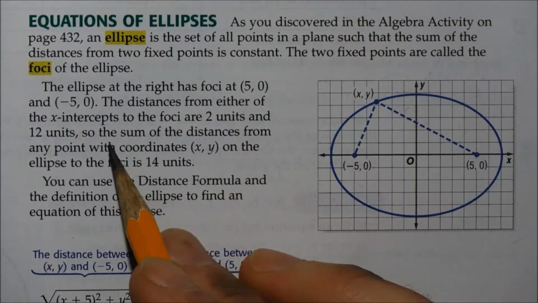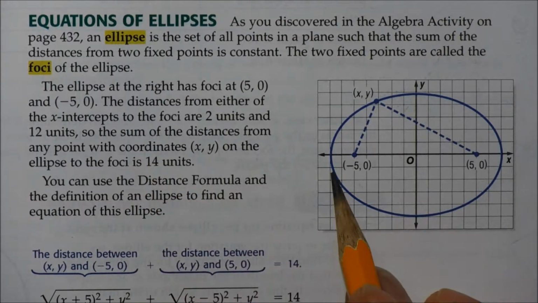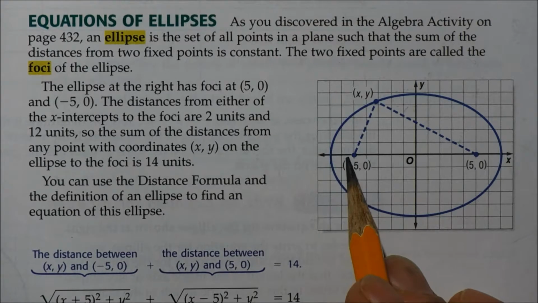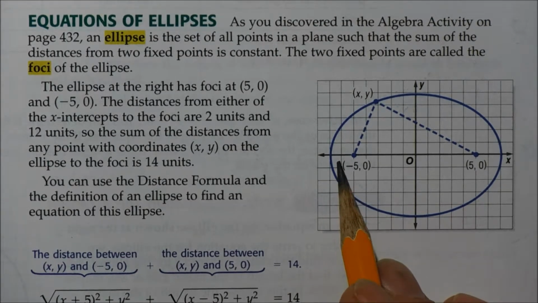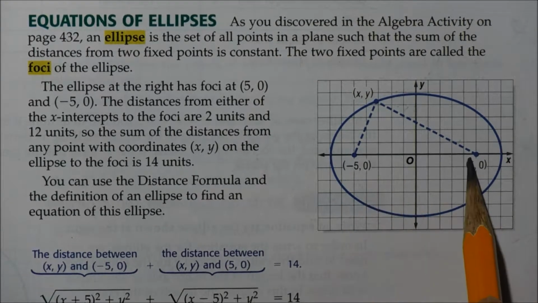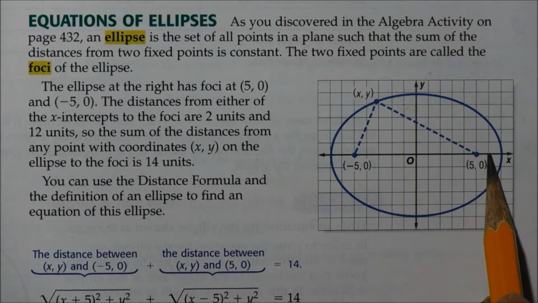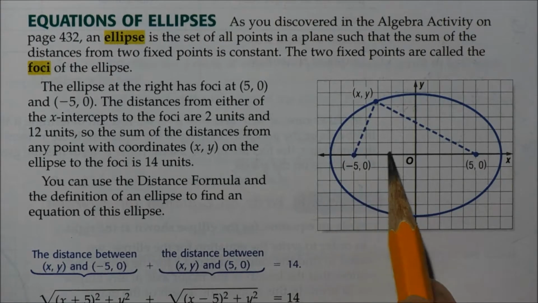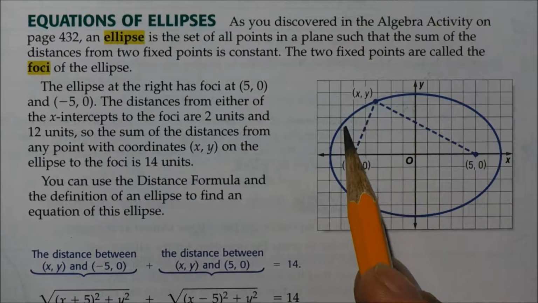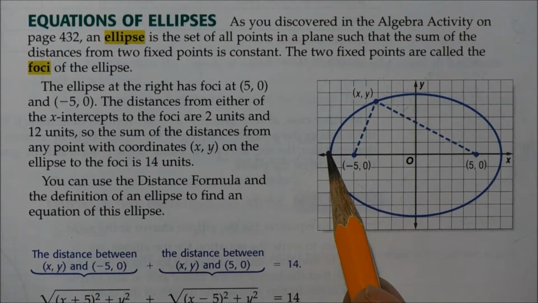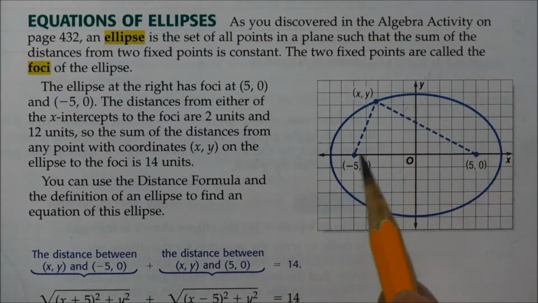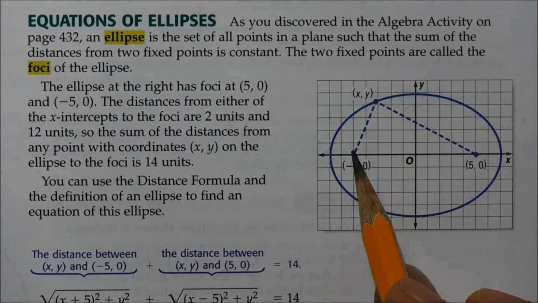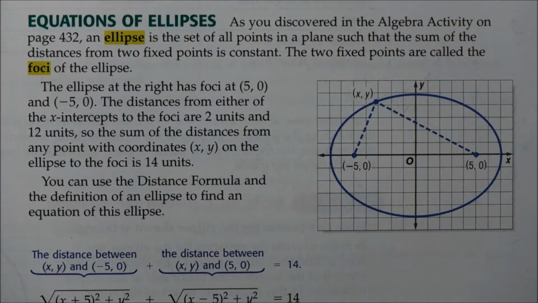The distances from either of the x-intercepts, so here's the x-intercepts, this is 2 units. Here's 10 units. Here's 2 units. You follow? 2, 10, 2, or shall we say 2 and 12. So therefore, if you envision bringing this all the way down here, then the sum of the distances, imagine bringing this all the way down here, then this little piece would be coming real short. It'd be right here. You want to see that on the big model?